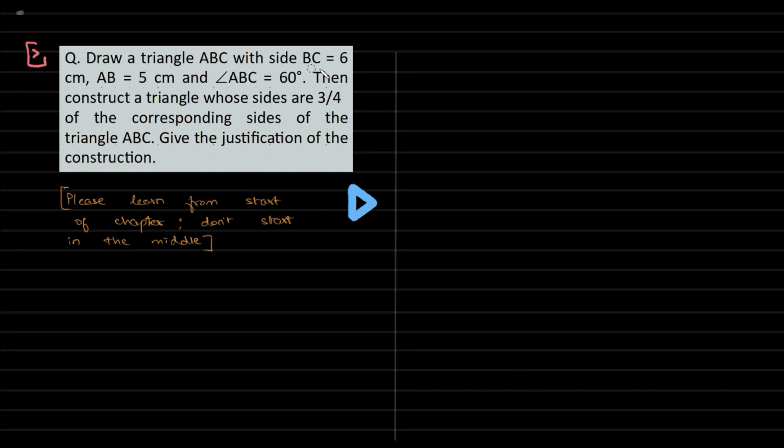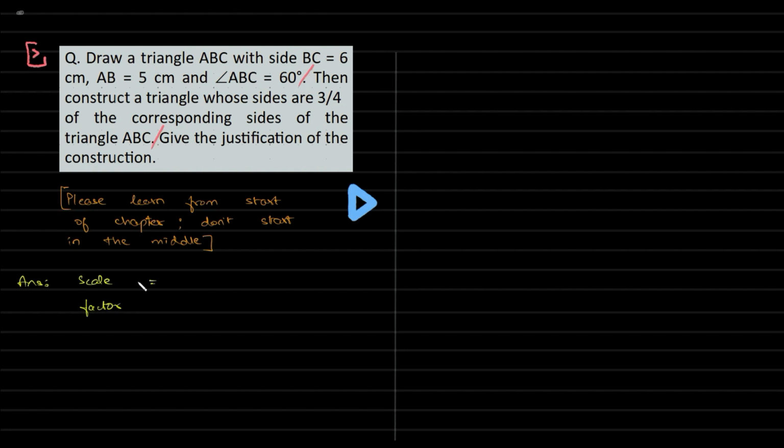Draw a triangle with side BC to be 6 cm, AB as 5, and angle ABC as 60 degrees. Then construct a triangle with sides being 3 by 4 of the corresponding sides of triangle ABC. Give justification of construction. So first thing is we have to look at the scale factor.